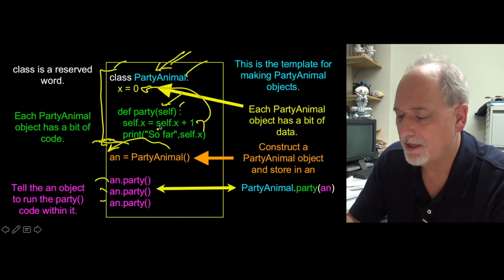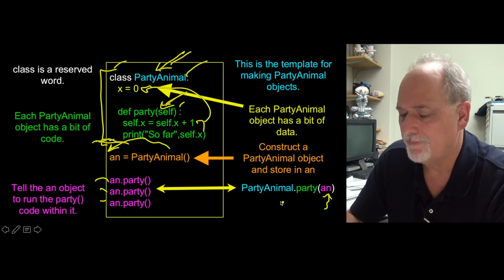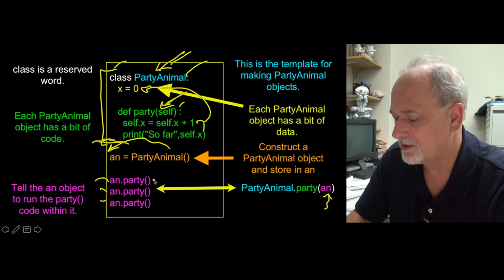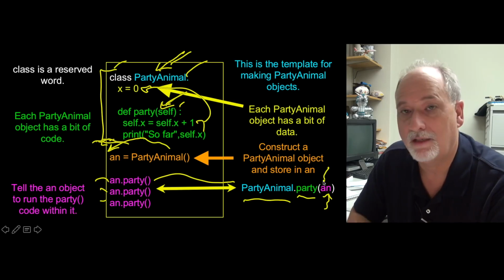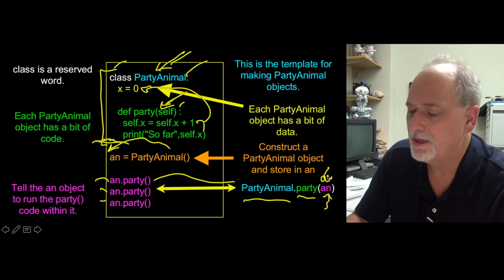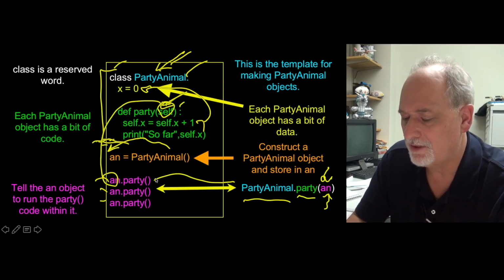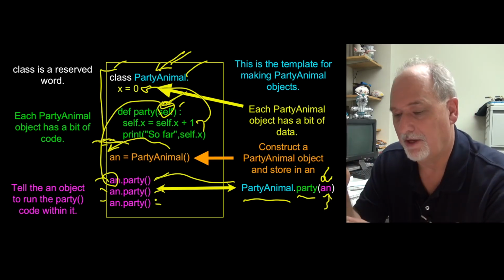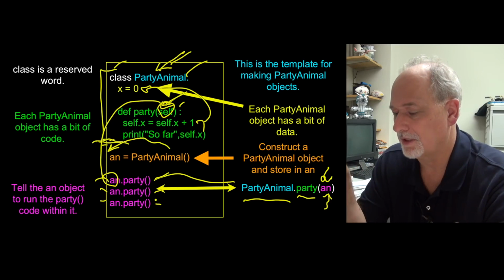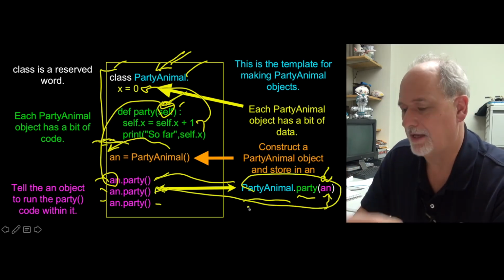Now this self thing, and we'll take a look at it, ends up being an alias of an. And so you can look at this syntax as just kind of an equivalent of this syntax. It's calling the party method within the PartyAnimal class and passing the instance in as the first parameter. And so self ends up being an alias of an each time these are called. Now if we make a different variable and a second object, which we will eventually, you will see that works a little bit differently. And so this syntax is a short version of that syntax.